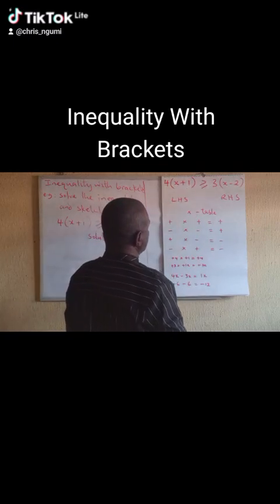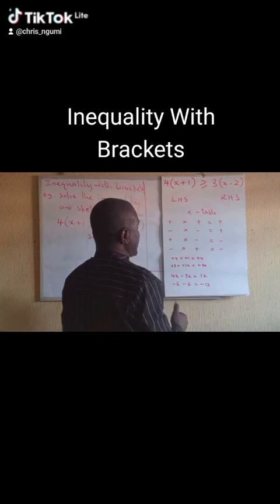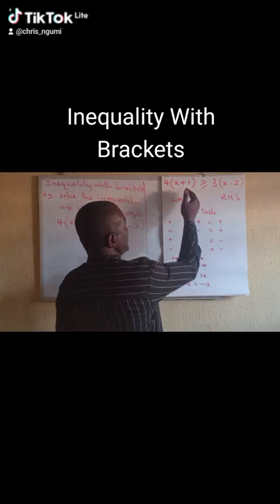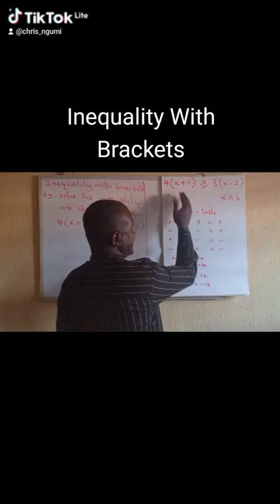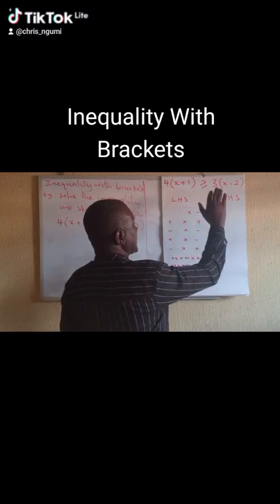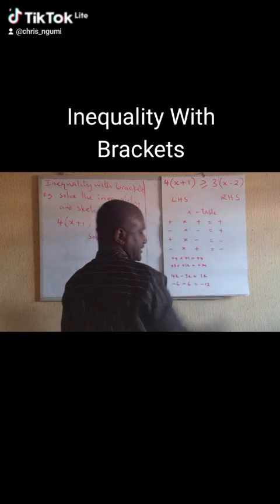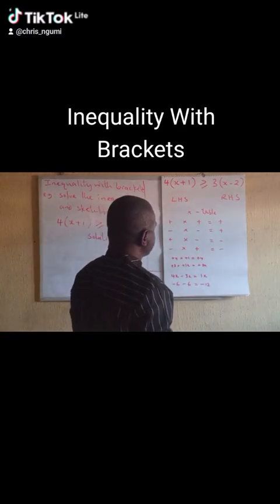the next thing we are to do is to simplify. In simplification, we are going to put the numbers with alphabet on one side, let's say the left hand side, and the numbers without the alphabet on the other side, which is the right hand side.